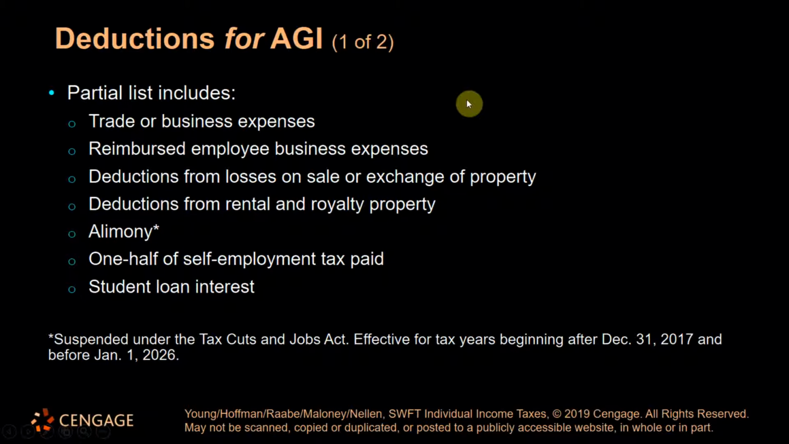So here are some of the deductions for AGI that are not. Some are related to business and some are not. Alimony, at least for 2018, is still deductible by the payer. That will be phasing out. And so deductions from rental and royalty property.